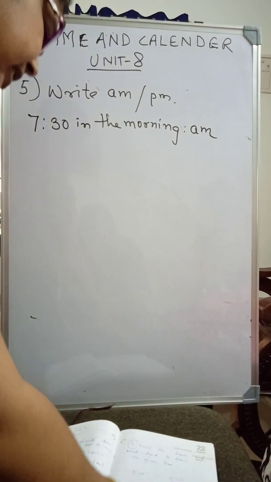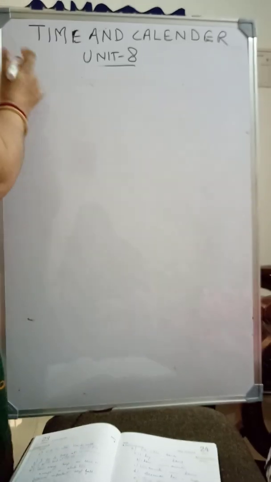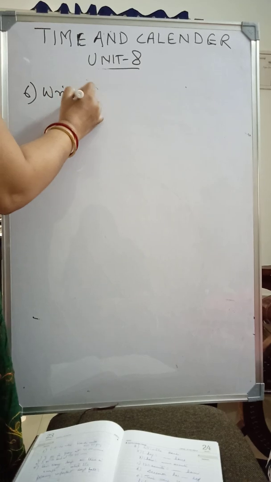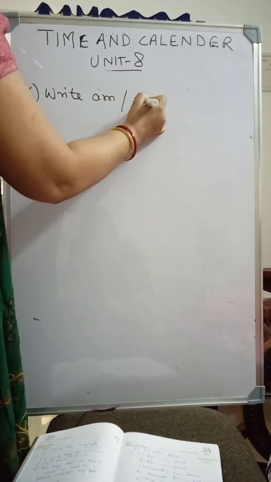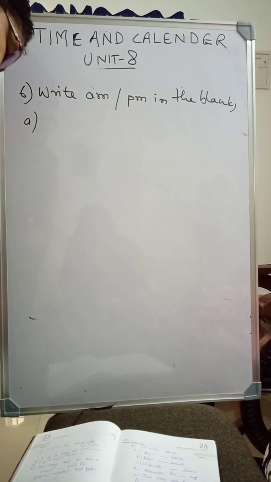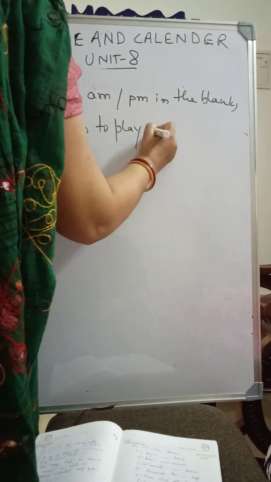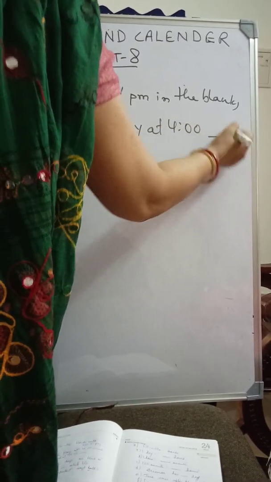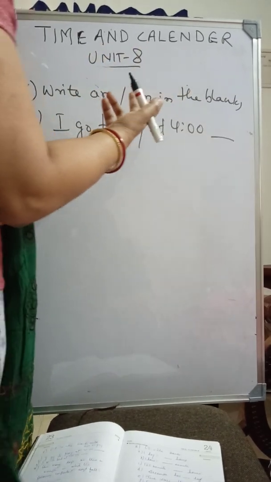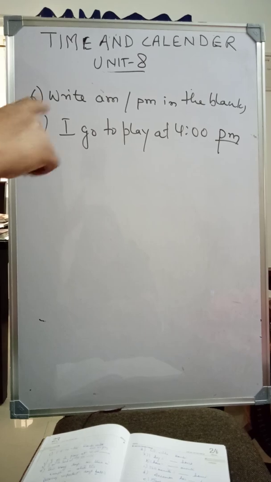Now come to question number 6. Question number 6 is fill in the blanks with AM and PM. So write AM or PM in the blanks. Correct? Now A, I go to play at 4. When do you go to play? We go to play in the evening, that is in the PM. After 12 o'clock in midday, so it is PM.